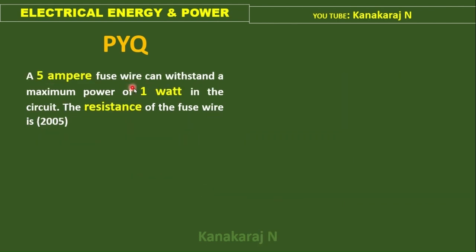A 5 ampere fuse wire can withstand a maximum power of 1 watt in the circuit. The resistance of the fuse wire. The power equals I square R. So R equals P divided by I square. P is 1 watt divided by I square is 25, because 5 into 5 it is 25. So the resistance equals 1 upon 25 equals 0.04 ohms. So option A is correct.